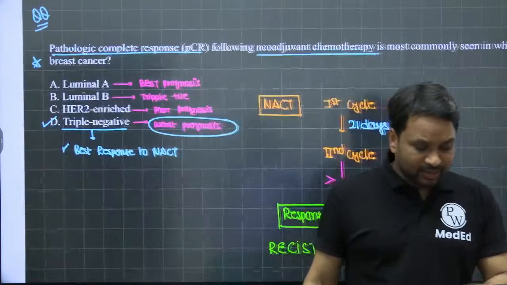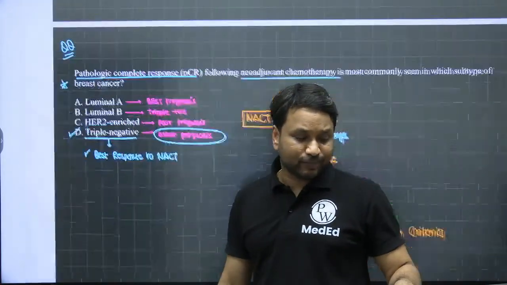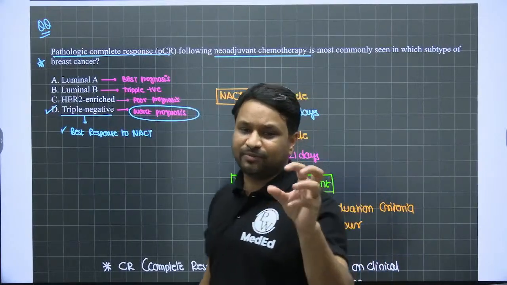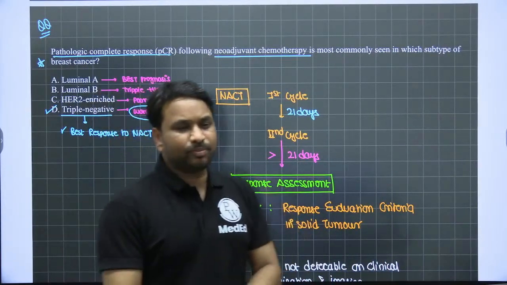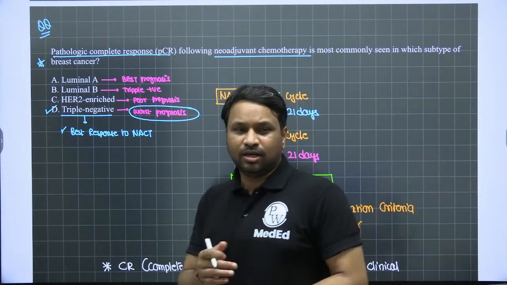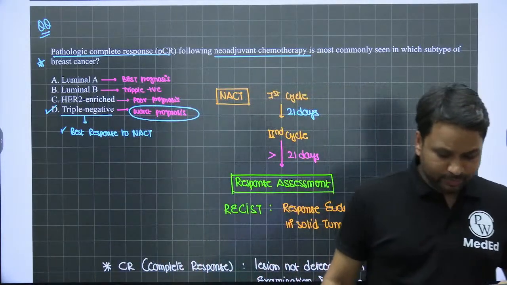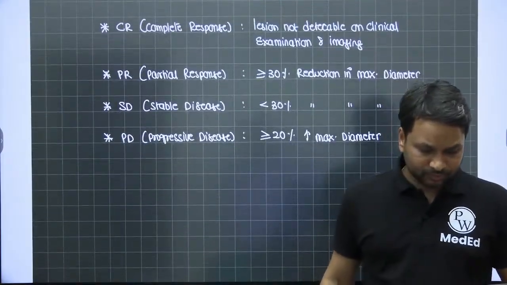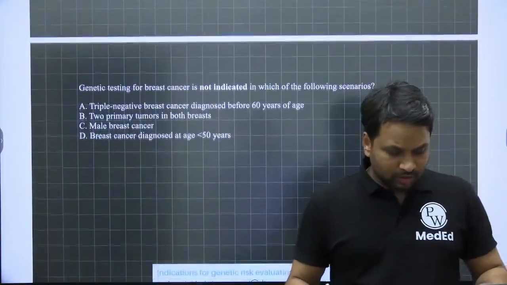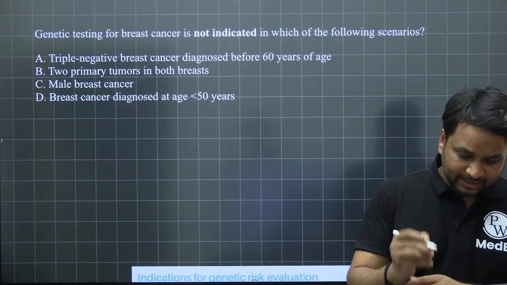Here we think the answer could have been either luminal A or luminal B, but remember the one that responds best. This is a line that is picked up from Sebastian. It's a tricky component. We don't know the exact pathological reason behind it, but it has been seen. The best response is seen with triple negative breast cancer. Okay, so now, genetic testing is not indicated in which scenario?